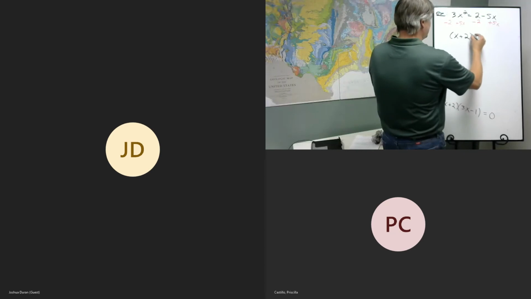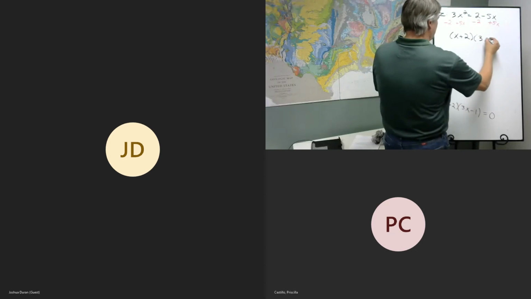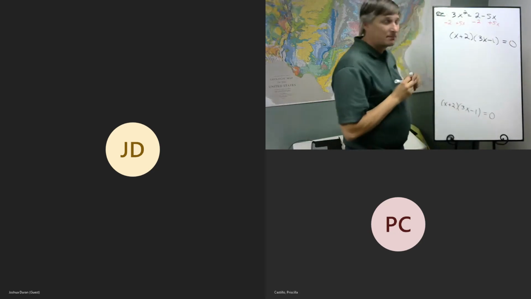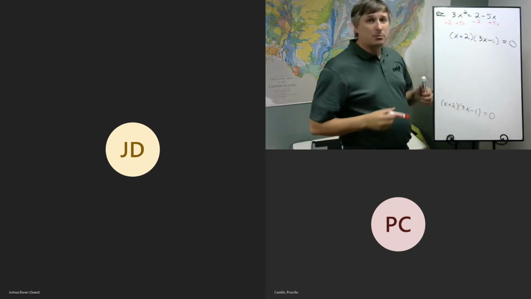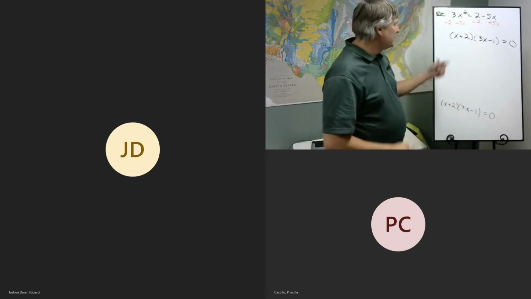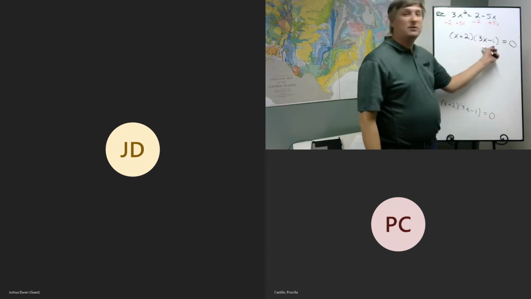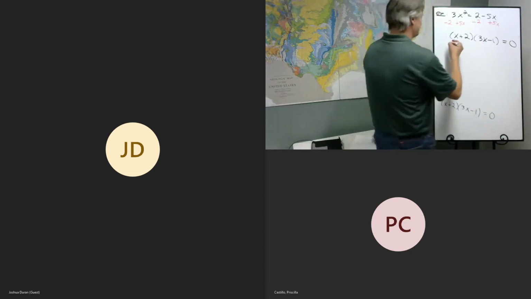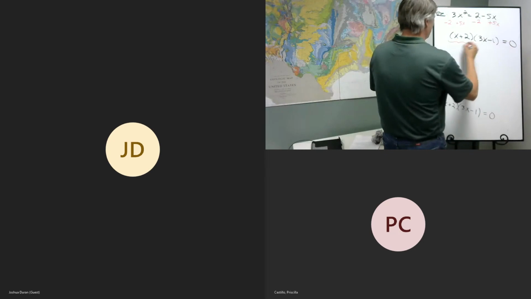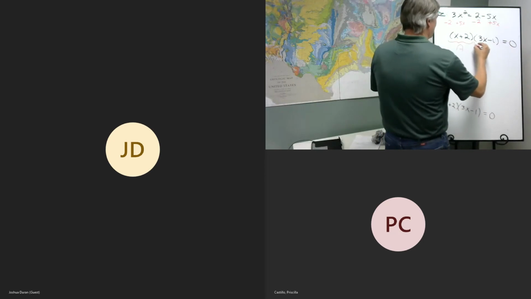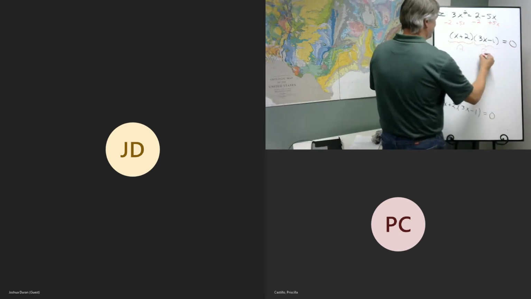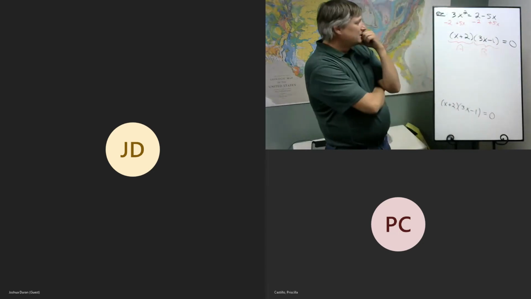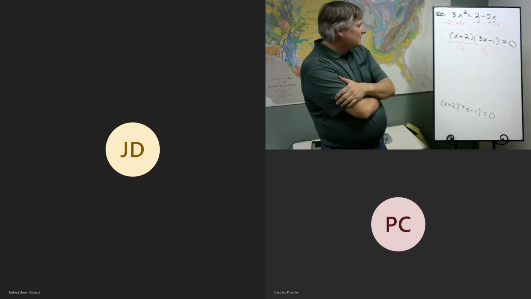So you have x plus 2 times 3x minus 1 is equal to 0. Now we use our zero product principle. This says the product of these two factors is in fact 0. Let's call this A. Let's call that one B. So the thing here is this.